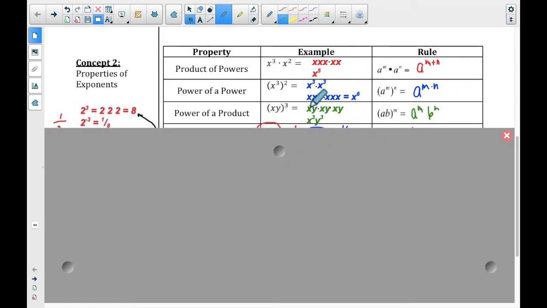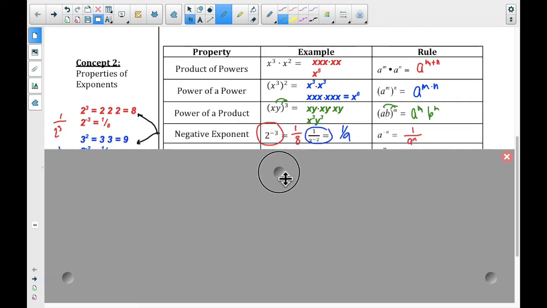Power of a product, basically, it's like you distribute that 3, kind of. So you kind of go like that. That's x to the third, y to the third. So anytime you have a power outside there, then you just distribute that m onto both of the variables, or whatever is inside there. Negative power always means 1 over. So if we have a to the negative n, that means 1 over a to the n.